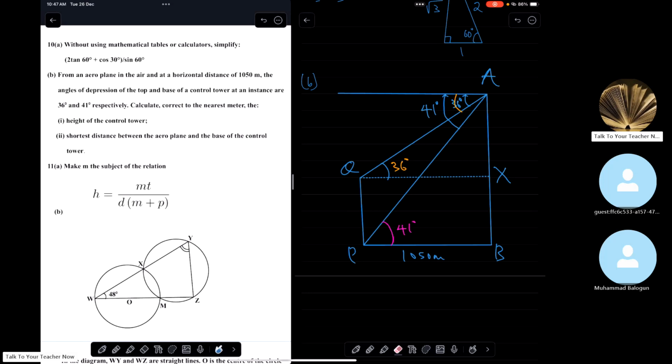Now, so let's go. So how do we find the height of the control tower? How do we find QP? Opposite over adjacent. What did you say? No. How do we find QP? Yeah, QP. This one. How do we find it? Mohammed, you can help us too. Mohammed, what do you think? How do you think we're going to be able to find QP?